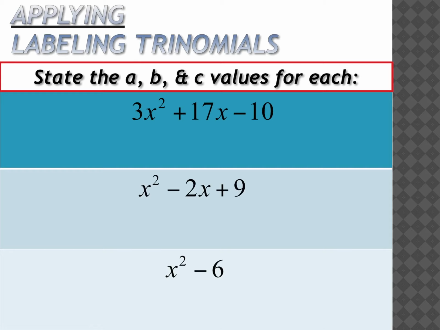It's important that we can identify the A, B, and C values of a trinomial, because those are what we use to factor, and if we identify them incorrectly, it's going to affect the setup of our problem. For our first expression, 3x squared plus 17x minus 10, A is 3, because that goes with x squared. B is 17, that goes with your x term. And C is negative 10, so you always want to make sure that you take the sign with it.